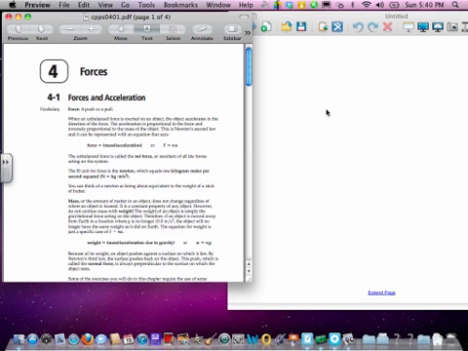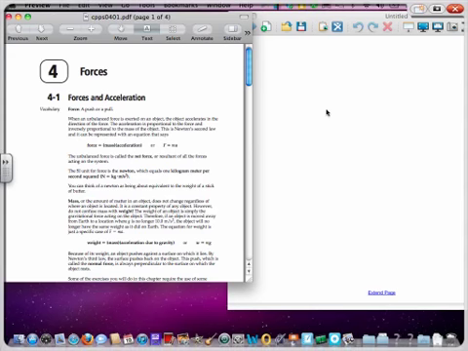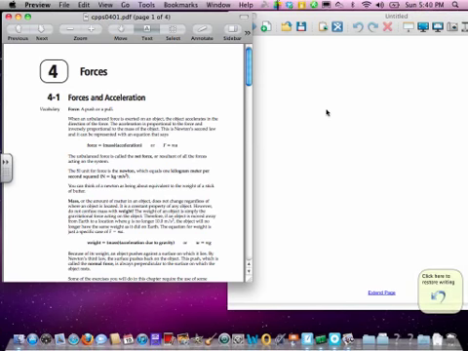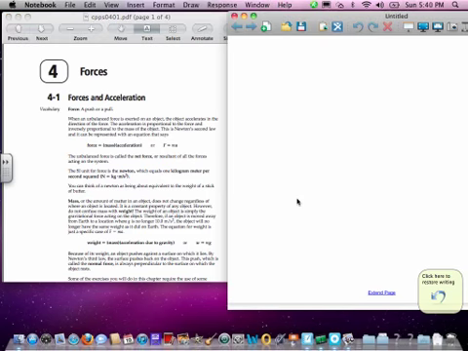All right, let's talk about forces. And of course, when we're talking about forces, we're going to talk about Newton's second law. And remember, a force is a push or a pull. And if we're talking about Newton's second law, what we're talking about is F equals ma. Force equals mass times acceleration.